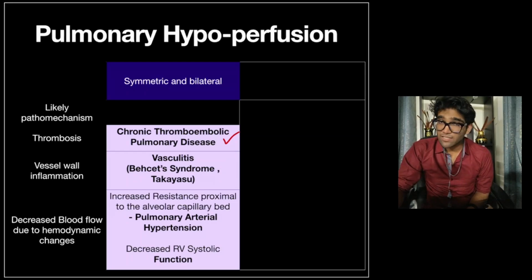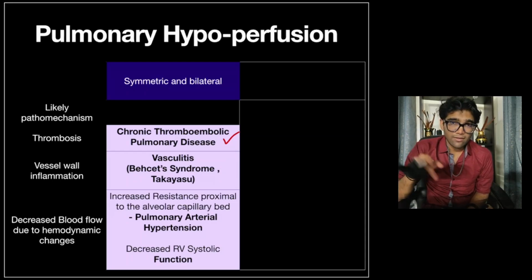The second thing is vasculitis, and we've discussed this already. Vasculitis affecting the pulmonary vasculature is exclusively due to Takayasu aortoarteritis or Behçet's disease. Finally, decreased pulmonary flow might occur with either proximal or precapillary pulmonary arterial hypertension, or with RV systolic dysfunction of the right ventricle. And the RV systolic dysfunction is exclusively due to PAH causing heart failure or RVMI.